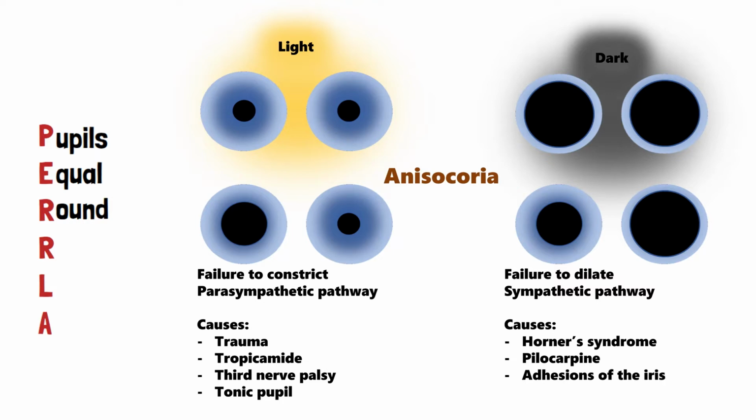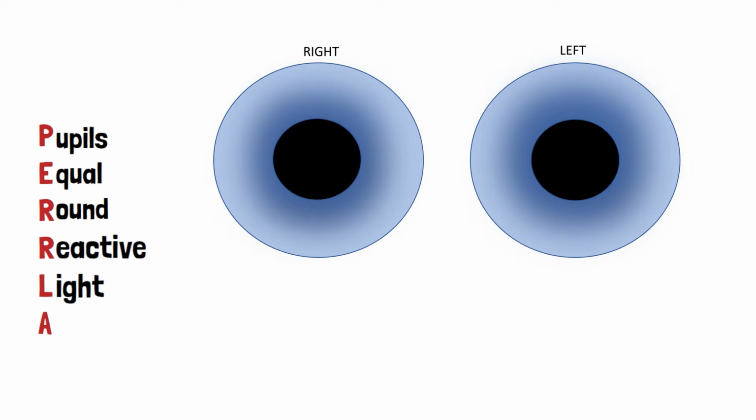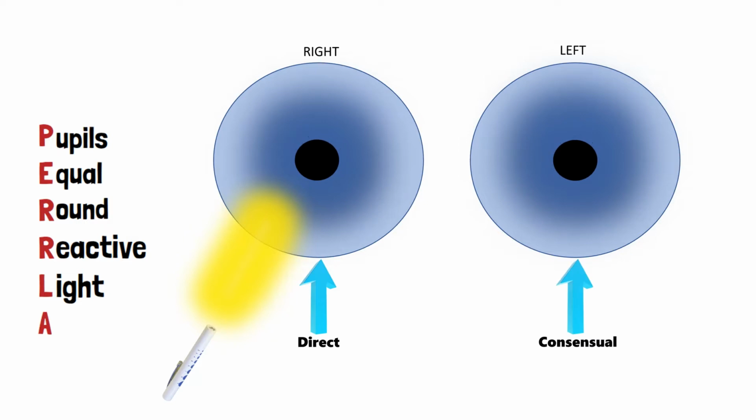The next step in our examination is testing if the pupils are reactive to light. We test pupillary light reflexes by looking for both a direct pupil constriction reflex and also a consensual pupil constriction reflex in the other eye. The consensual pupil constriction is due to the double decussation in the pupillary light reflex pathway.